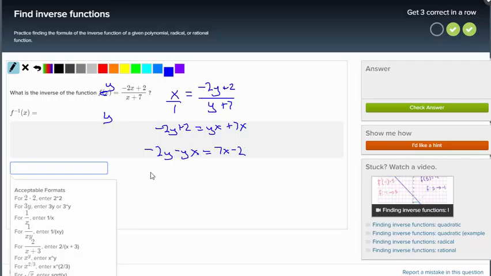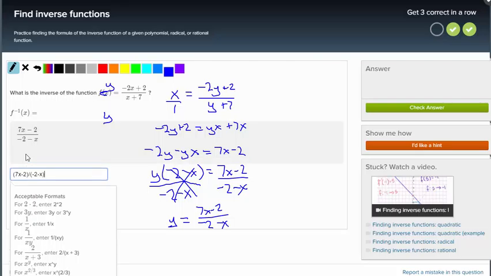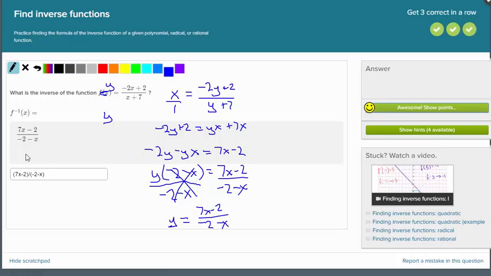Factor a y out of here. That leaves me with negative 2 minus x equals 7x minus 2. Divide both sides by negative 2 minus x. This will go away, leaves me with y equals 7x minus 2 over negative 2 minus x. So, parentheses on top, 7x minus 2, divided by parentheses on the bottom, negative 2 minus x. That's all there is to it.